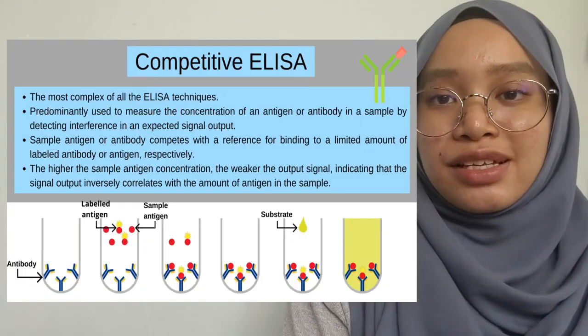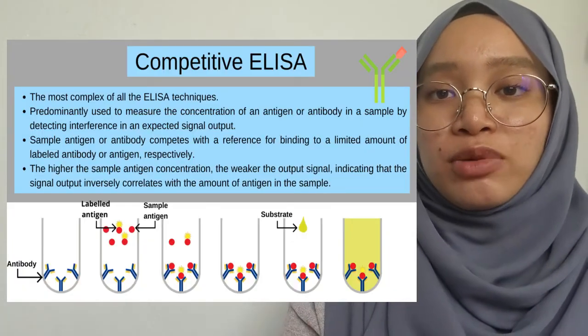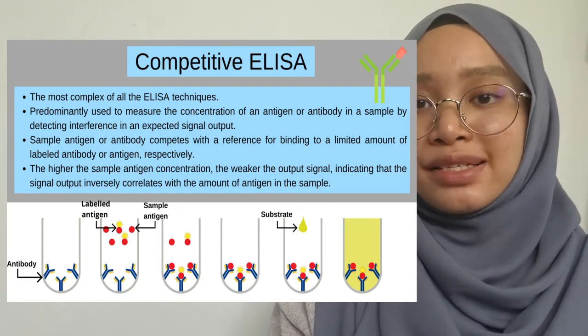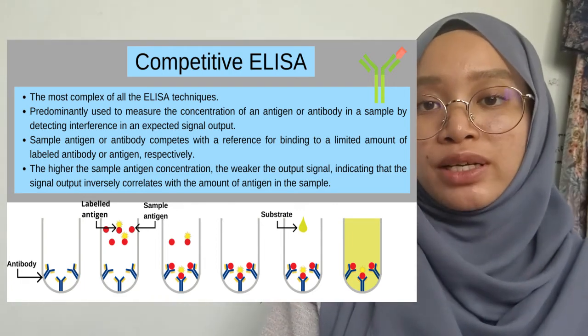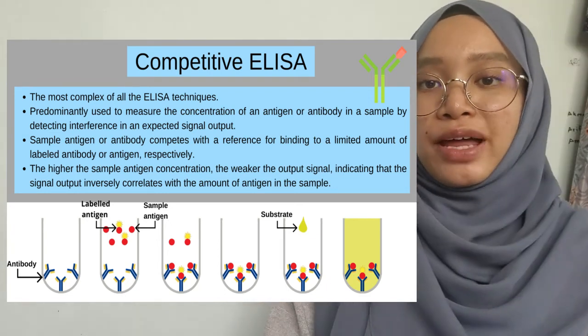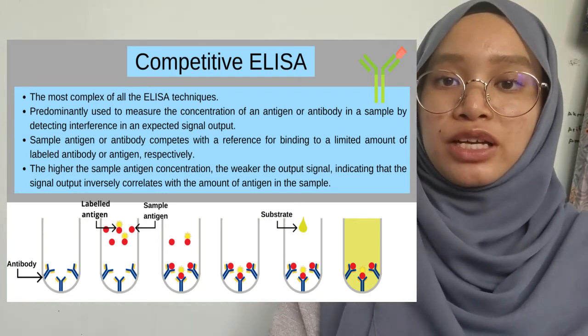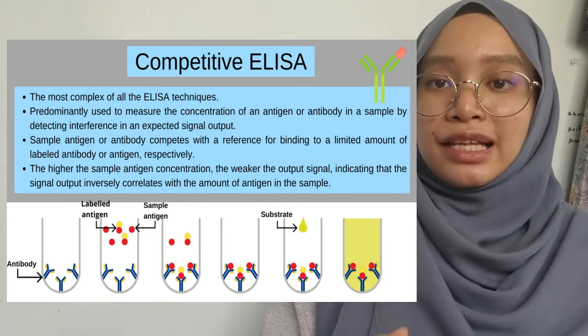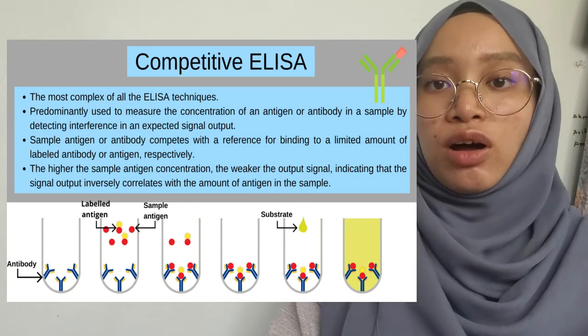Compared with the 3 ELISA types before, the competitive or inhibition ELISA, also known as blocking ELISA, is perhaps the most complex of all the ELISA techniques. In fact, each of the 3 formats, direct, indirect, and sandwich, can be adapted to a competitive format. The competitive ELISA is predominantly used to measure the concentration of an antigen or antibody in a sample by detecting interference in an expected signal output.